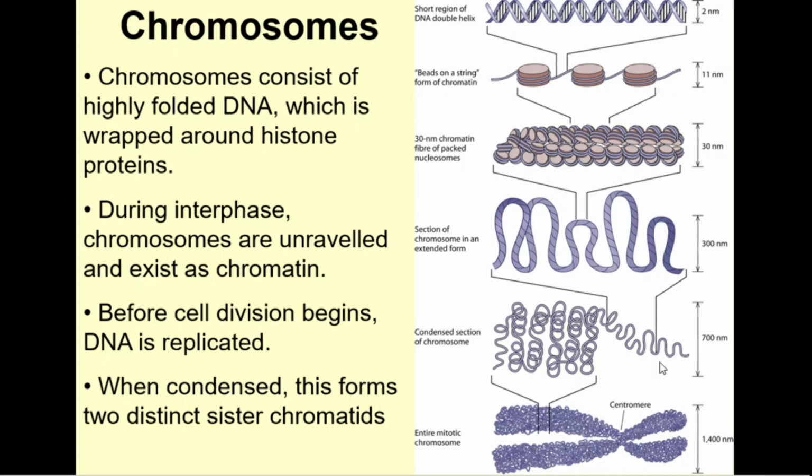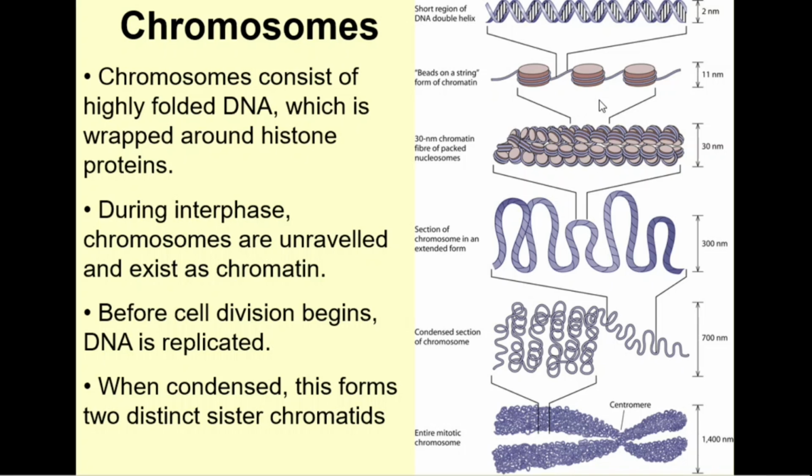So those are our chromosomes, our DNA that exists in the nuclei of our cells. When the cell is going through interphase, it exists unraveled as chromatin, so DNA wrapped around these histone proteins.